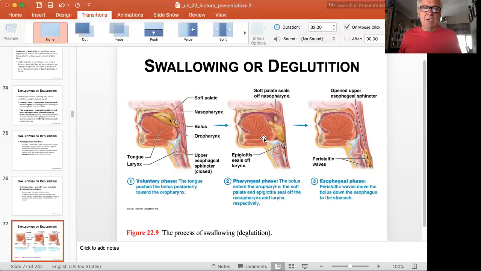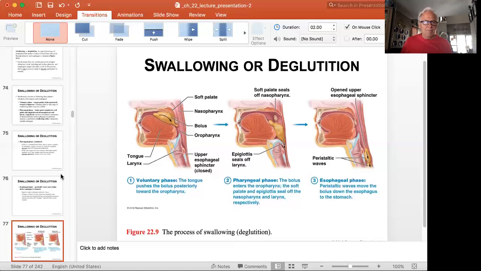So again, the main thing here with swallowing is in the voluntary phase, we have the bolus of food, you push it back to the back of the mouth, the oral pharynx. But when you start to swallow, the pharyngeal phase, because it's in the pharynx here, the soft palate blocks off the nasopharynx and the epiglottis blocks off the larynx. And then you have the esophageal phase where the upper esophageal sphincter is opened up, and food can move down into the esophagus. Swallowing.